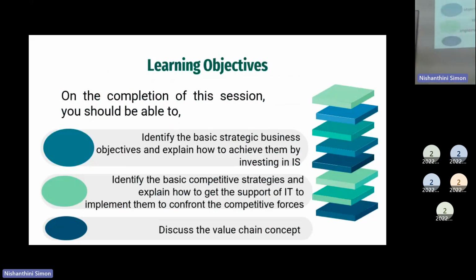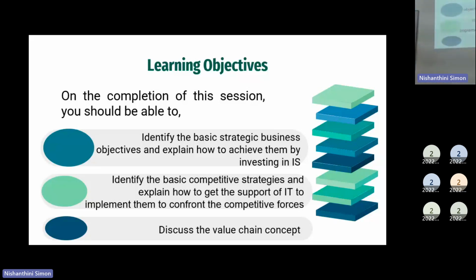We will be discussing the basic business objectives. Organizations have several objectives, so in order to achieve these business objectives, how will information systems support them? Then we will move into competitive strategies: in order to gain a competitive advantage, what kind of strategies organizations implement, and how they get the support of information systems to implement these strategies. And at the end, we will be discussing the concept of the value chain.